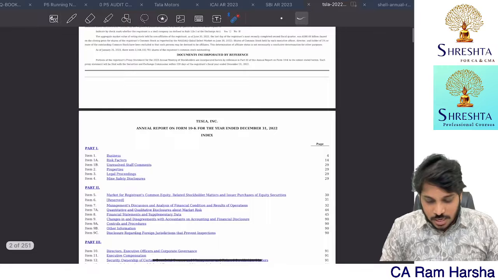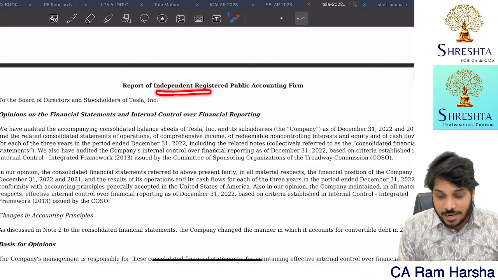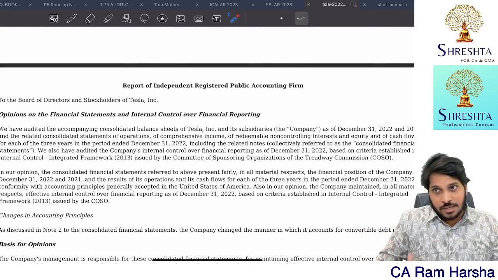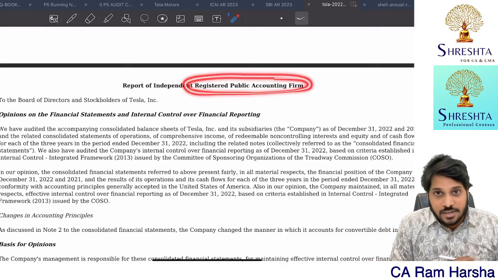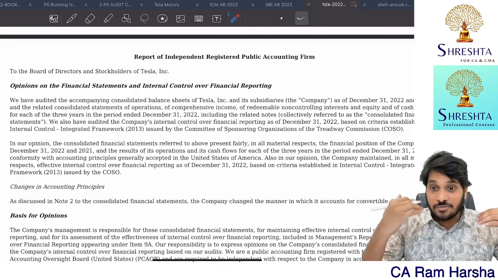I will show you directly. So we'll go to Tesla's auditor's report. This is the audit report of Tesla. Report of independent registered public accounting firm. You know, right, in the US we call them CPAs, not CAs, certified public accountants. Now those CPAs will incorporate a firm while rendering services. So those firms are called registered public accounting firms. So their report, opinion, basis for opinion. You see, the audit report format is same even for Tesla, even for a US company.